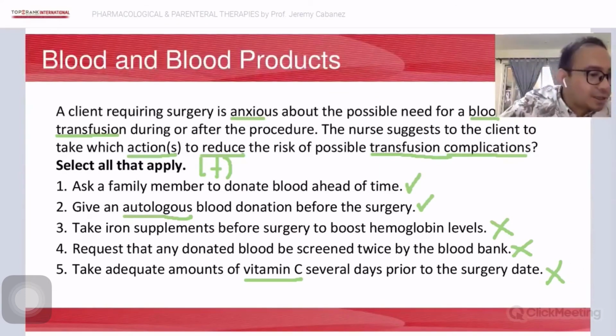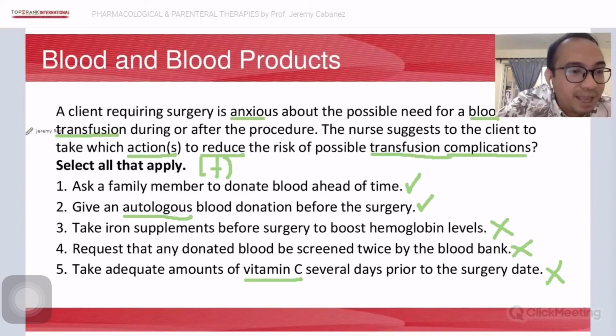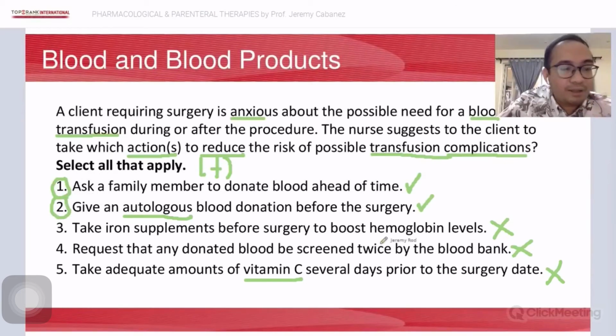Ano ang tamang sagot? Sinong tumama? Shira Nicole, correct. Okay, Emily, correct. Wazan Kines, yes, you are correct. Correct answers only are 1 and 2. Okay, tumama na kayo ngayon dyan. Okay, so 1 and 2 are the correct answers.